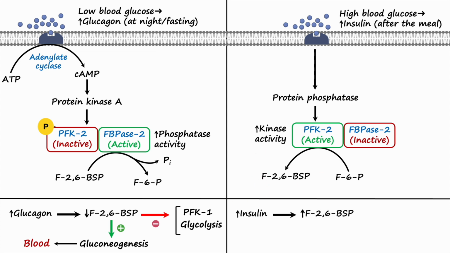So here you can see that when insulin level is high, especially after a meal, it increases the kinase activity, which then increases the level of fructose 2,6-bisphosphate, which is then able to bind to PFK1 to activate glycolysis. And the increased level of fructose 2,6-bisphosphate also inhibits the fructose 1,6-bisphosphatase enzyme and inhibits the gluconeogenesis pathway. So this is basically the reciprocal regulation of gluconeogenesis and glycolysis by fructose 2,6-bisphosphate.